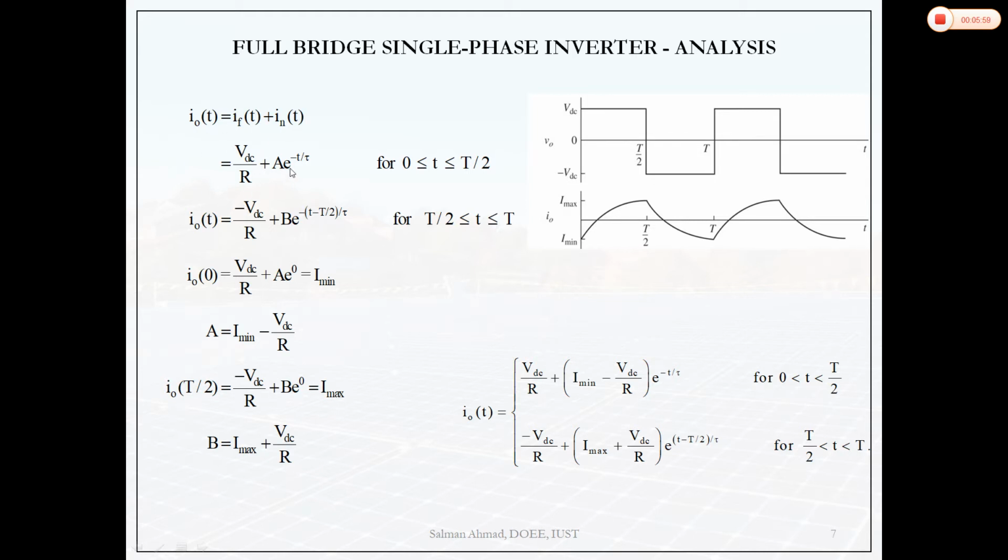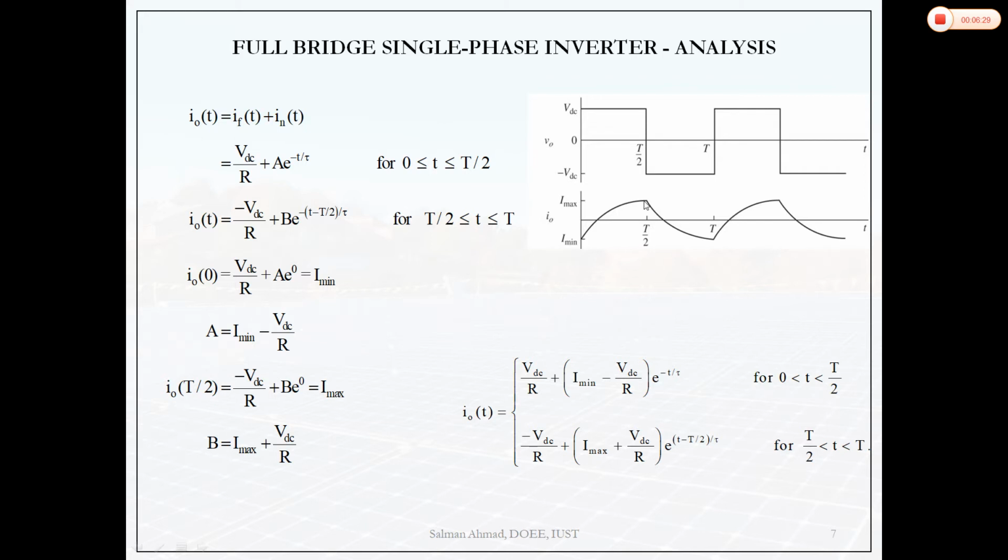So if we add these two, the forced response and the natural response, we are getting something like this. The DC voltage applied is VDC and the resistance is R, so this is VDC upon R. Another part is this exponential part, that is A e to the power minus t upon tau. Tau we can define for the RL circuit. Tau is the time constant. So this expression is for time 0 to T by 2.